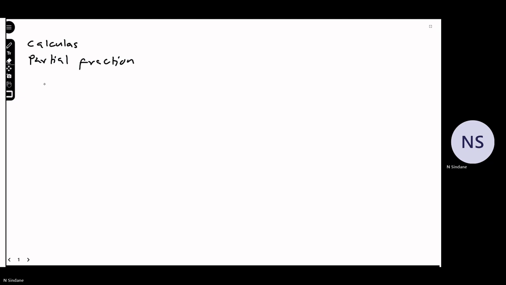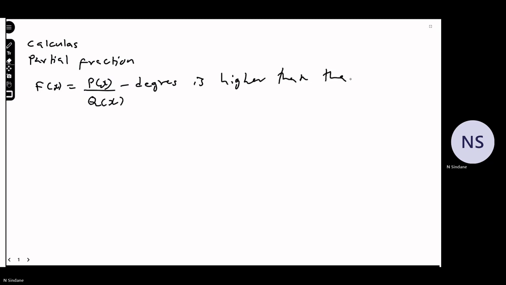Right? So say you have an expression where the degree of the numerator is higher than that of Q(x), right? So the degree of the numerator is bigger than the degree of the denominator in this case.